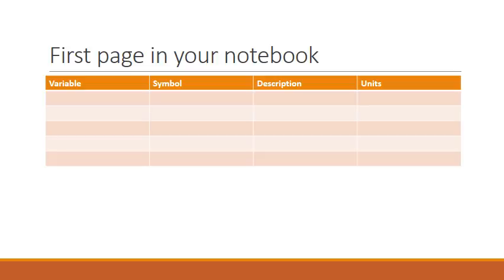So let's add time to our variables page in our notebook. Of course, the variable is time. The symbol that we use to represent time is a lowercase t. Make sure you do a lowercase. We use uppercase for something else. Description is how long something takes.